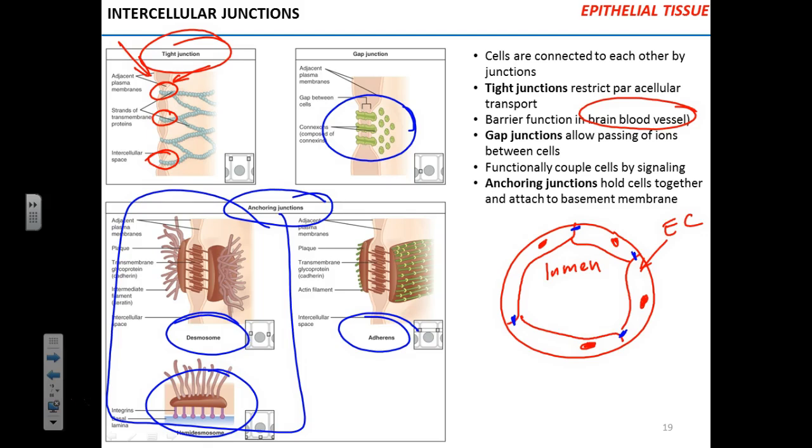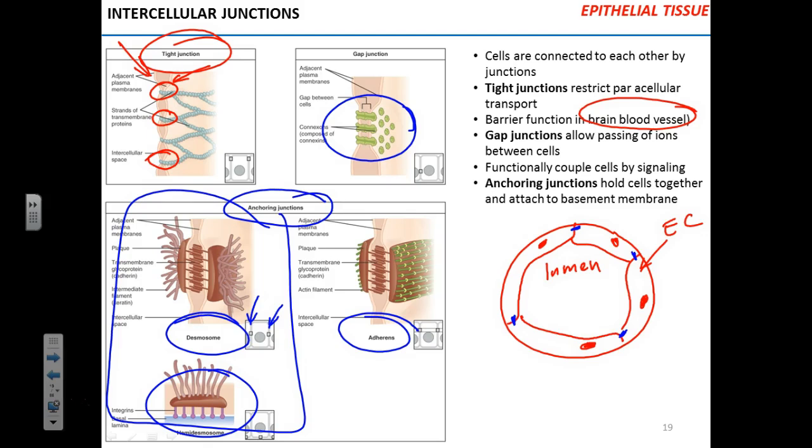So, for instance, desmosomes hold the lateral surfaces of the cells together. Okay? It's like people holding hands and holding them pretty tight. Hemidesmosome is called hemidesmosome because the cell is only on one side of the junction, if you know what I mean.